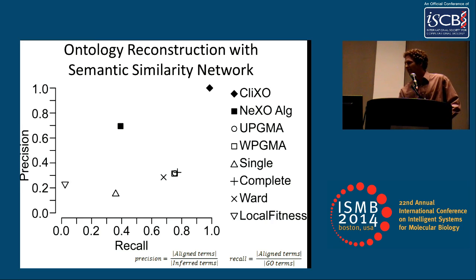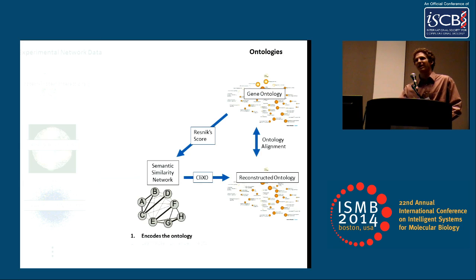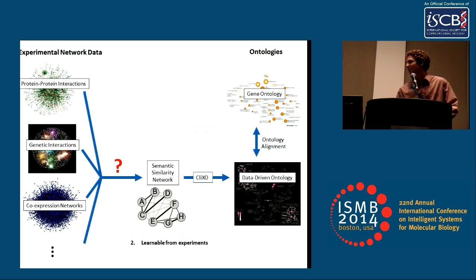So just to quickly recap why that was important and why we went through that test at all, what we've shown you is that the gene ontology can be transformed into a semantic similarity network using this Resnick score. And then we've shown you the Clixo algorithm, which can perfectly or near perfectly reconstruct the gene ontology from this flat network, illustrating that it is possible to encode this kind of rich hierarchical DAG simply in a network. Now I'll address point 2 that we want with our network, which is we want it to be learnable from experimental data. And that's the point of doing this in the first place, is to try to learn the ontology directly from this data.